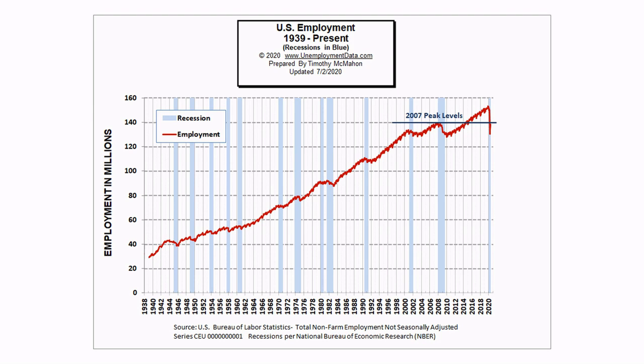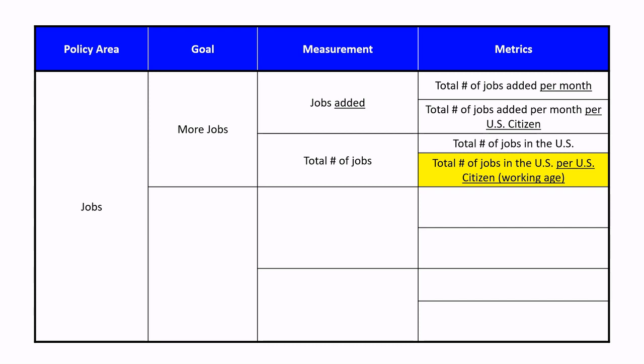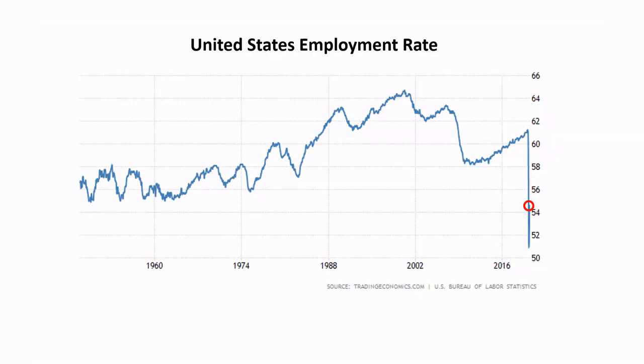Probably a more important piece of data because, again, population fluctuates. And so just looking at total number of jobs as the population is going up and up and up doesn't tell you a whole lot. So the jobs per U.S. citizen, you basically divide the number of jobs by the number of people in the U.S. and you get a chart that looks like this. They call it the employment rate.